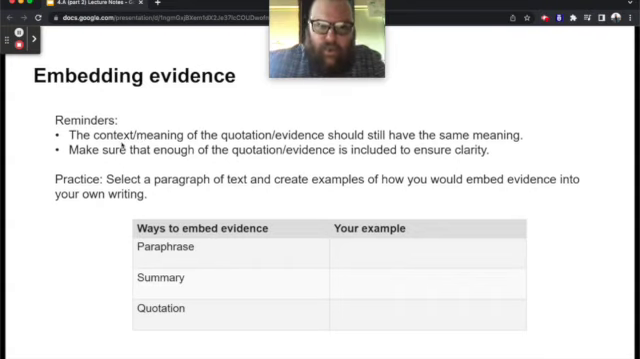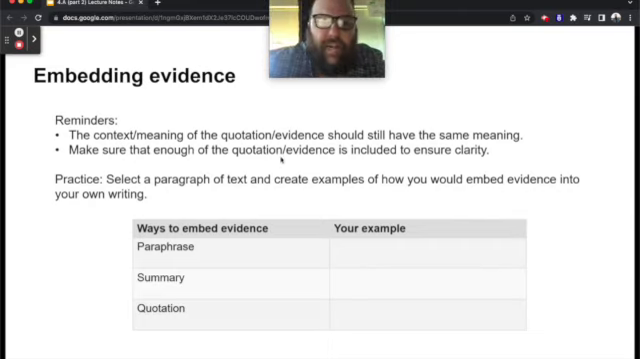So a couple reminders. The context or the meaning of the quote or the evidence should still have the same meaning. If you're paraphrasing or summarizing, it still has the same idea. The meaning doesn't change. If Obama is praising Rosa Parks, if Obama is emphasizing her strength or her forward thinking, right? That can't change. Just because you're paraphrasing and changing the wording, you don't change the meaning, right?